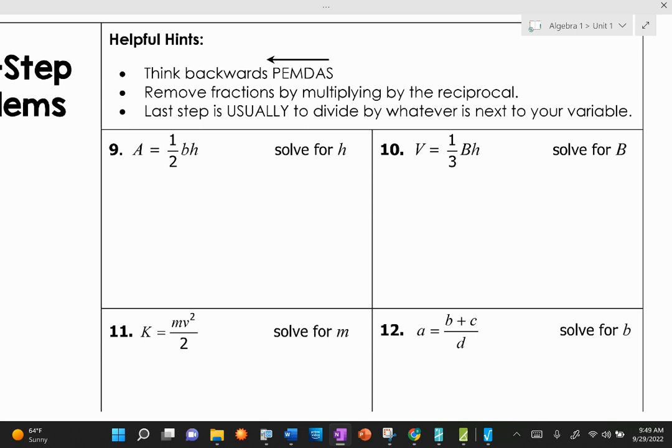So on number 9, we're solving for h. How do we get h by itself? What's happening to h? Multiplication. So what do we need to get rid of? We want to get rid of b. What else do we want to get rid of? 1/2. So what do we want to do first?